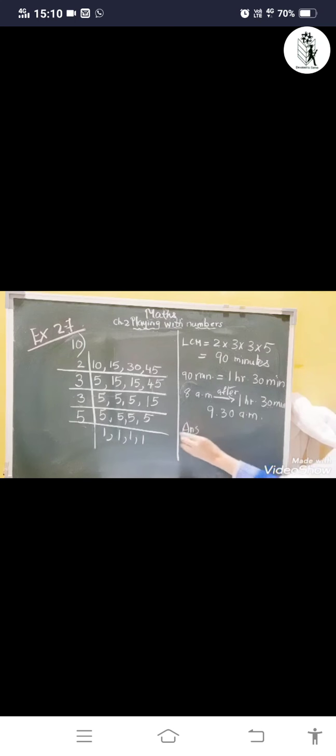So write down the final answer. They will toll together at 9:30 a.m. That's it. Okay, so it's just based on LCM. So here we finish with exercise 2.7. You have to look out for the PDF for the remaining questions.